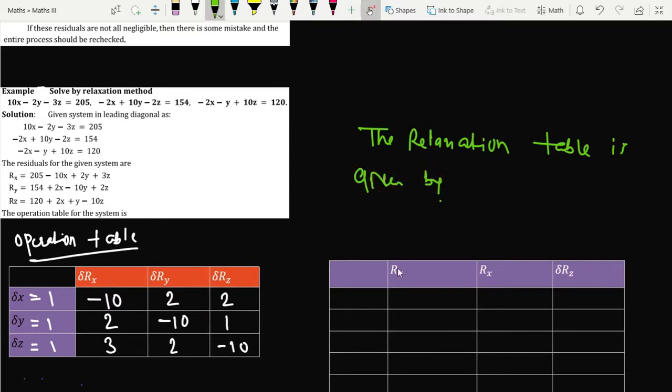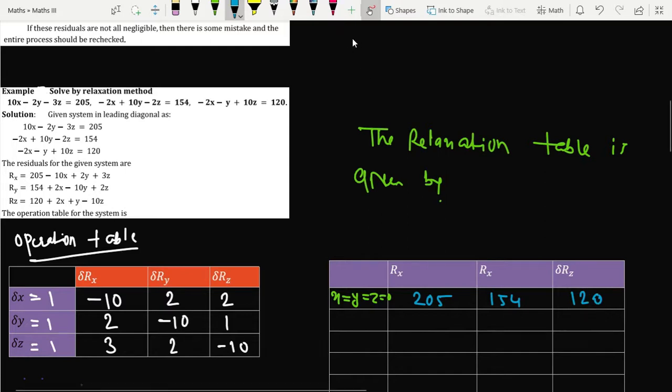Initially we have to find the initial values of our residuals Rx, Ry and Rz by putting x, y and z all equal to 0. So when we put x equal to 0, y equal to 0 and z equal to 0, we get Rx equal to 205, Ry equal to 154 and Rz equal to 120. So these are the initial residuals.